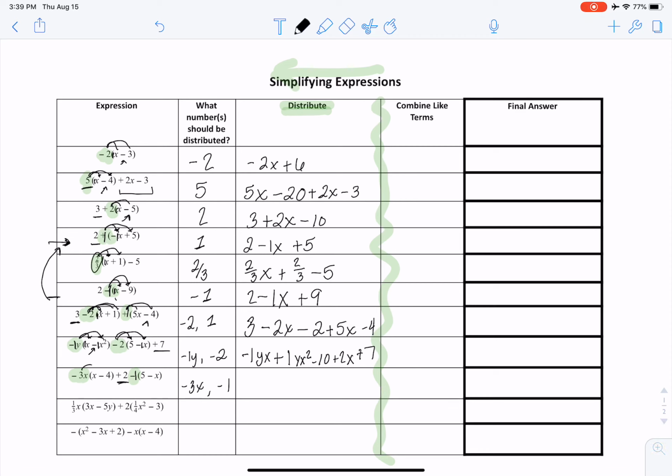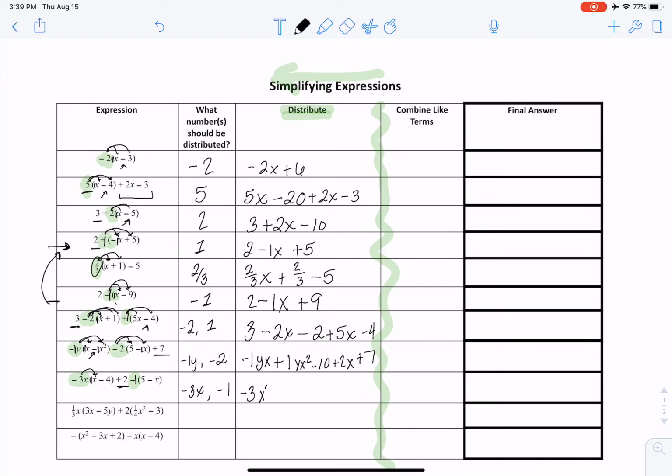So here I have -3x times x. Remember, this x is a 1x. -3 times 1, -3. Now, x times x is kind of funny. When we have two letters that are the same multiplied together, we're going to call that x squared. Okay? And that might be new to some of you. Some of you might remember that.